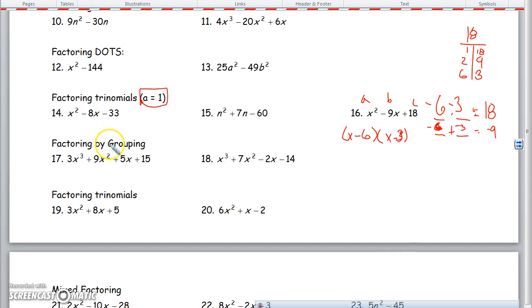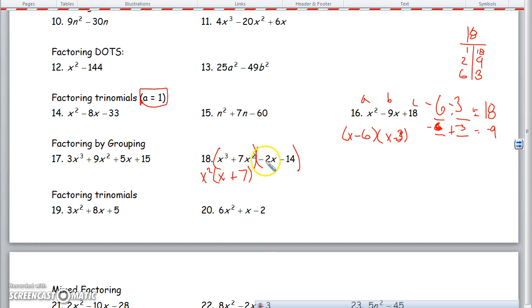Alright, look at 18. Grouping. Very basic. 4 terms. Group them together, then factor out the GCF. This is x cubed, this is x squared, so we can take out x squared. We took 2 out of 3, so that leaves us with a single x. We took the x squared completely out, so that's just 7.